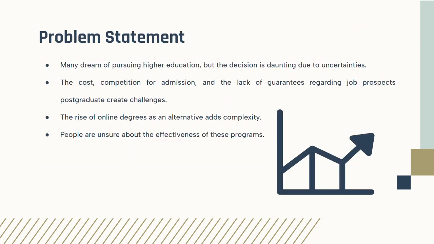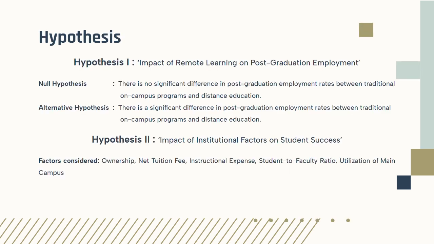To understand the impact of online education on job prospects post graduation, we have formulated our hypotheses. These are our two hypotheses we'll be exploring in our analysis. The first hypothesis focuses entirely on distance learning impacting employment rates post graduation. The null hypothesis we formulated is that there is no significant difference in post graduation employment rates between traditional on-campus programs and students learning through distance education.